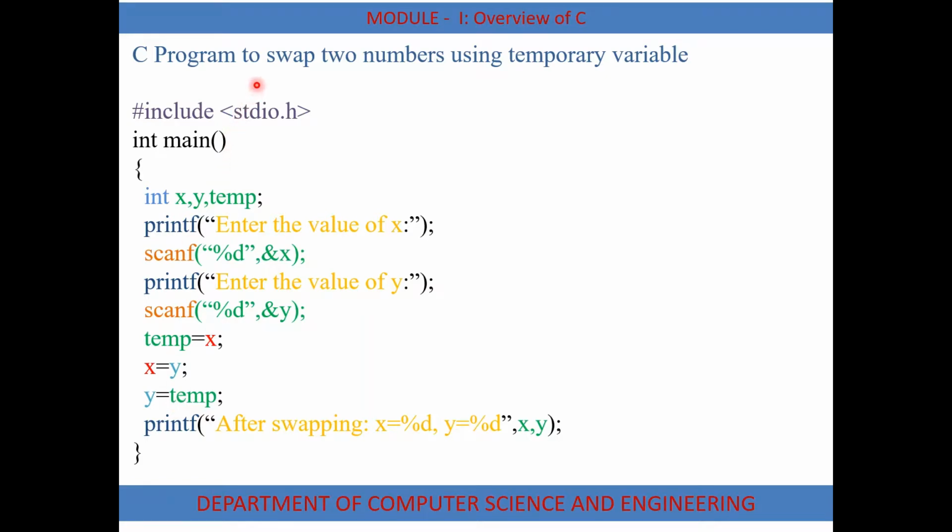C program to swap two numbers using temporary variable. Swapping is nothing but exchanging the values of two variables. Suppose we have two variables x and y. Let me consider the value of x is 10 and value of y is 20. After swapping, the value of x becomes 20 and value of y becomes 10.